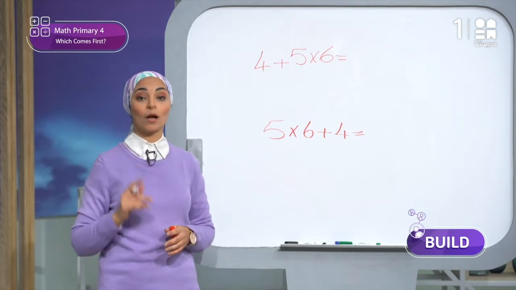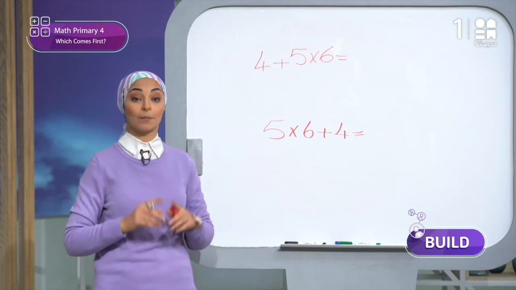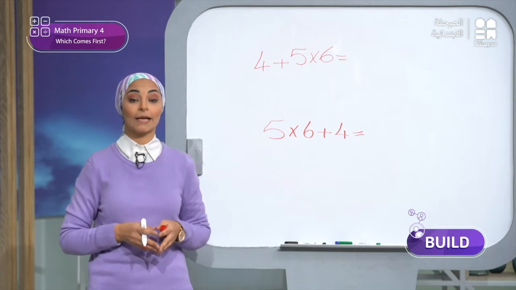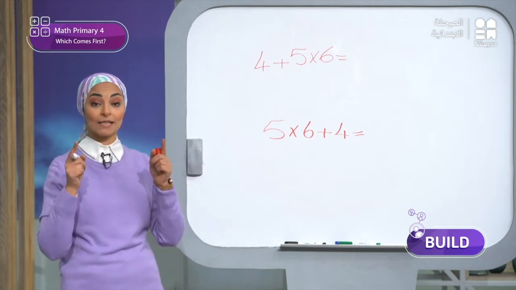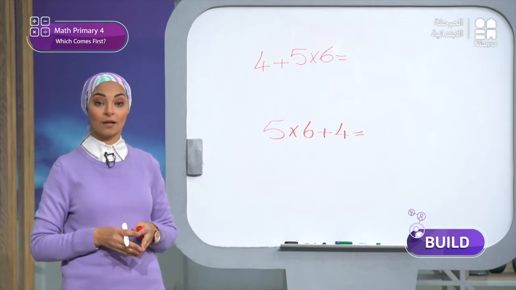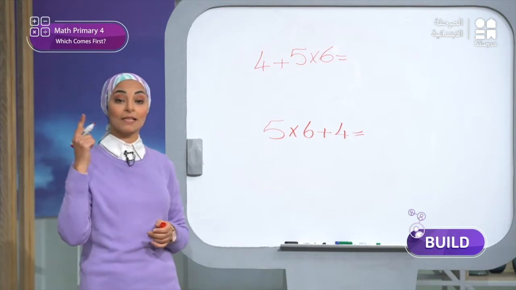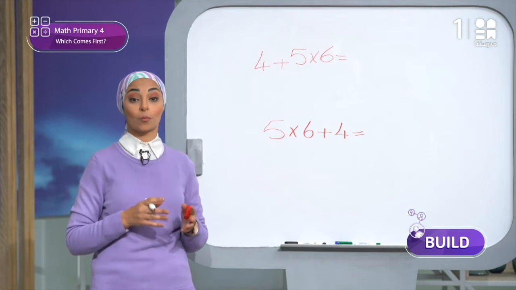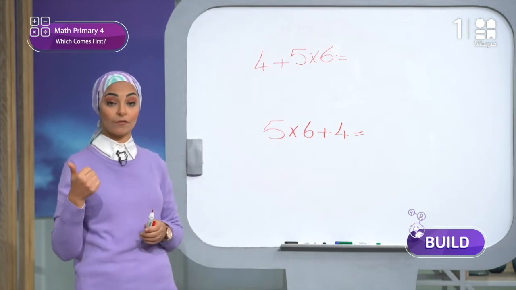In step number 1, we do the operations in brackets. Okay, the first thing I do is the operations in brackets. What does that mean? It means if I have a problem with brackets, I must solve the brackets first. This is the first one. The second step we do multiplication and division in order from left to right. So first I solve the brackets.